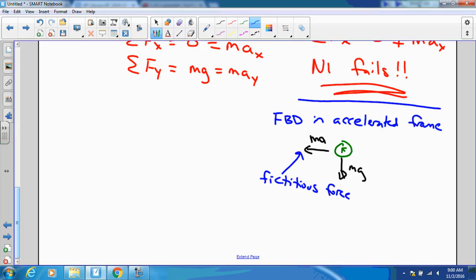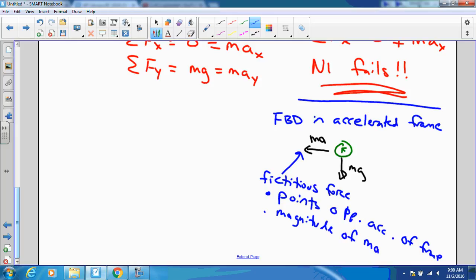We say this force is fictitious because there is no cause for it. There is no agent that is causing it other than the acceleration of our reference frame. It's simply a bookkeeping artifact, really. But that fictitious force is pointed opposite the acceleration of the frame, and it has a magnitude of ma.